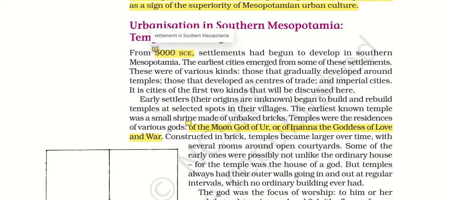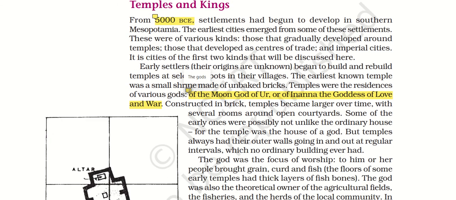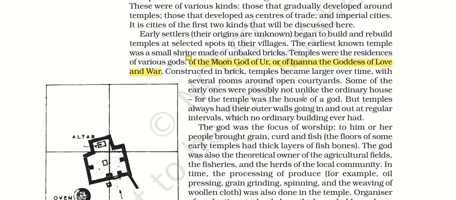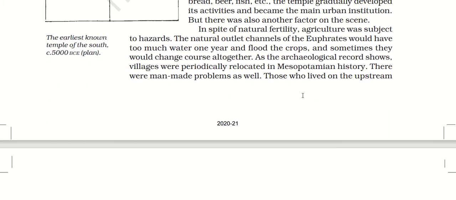Okay, so when did the settlements happen in southern Mesopotamia? In 5000 BCE. Who were the gods here? So you have the moon god, the goddess of love and war. Okay, that's the moon god of Ur and Inanna, the goddess of love. These were the shrines that were made in their honor.